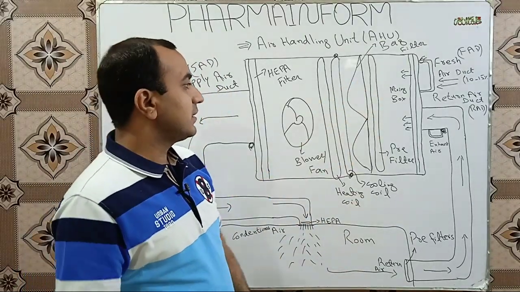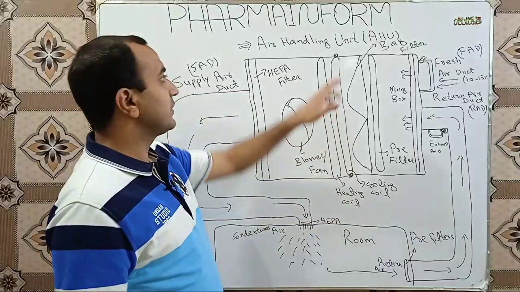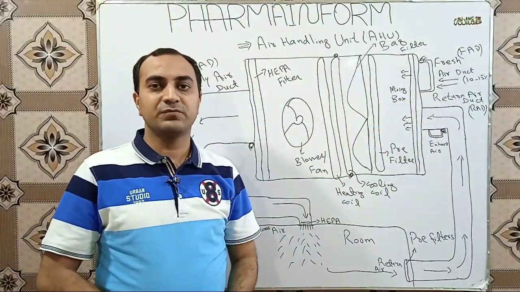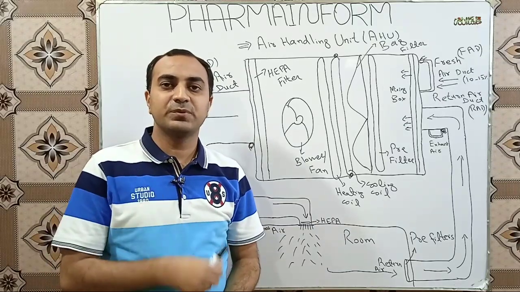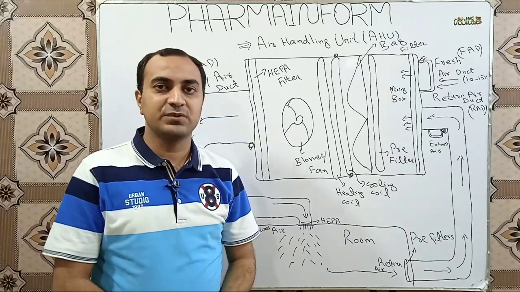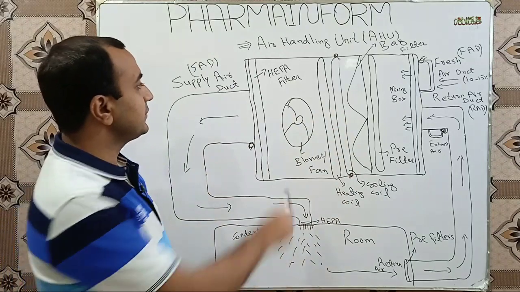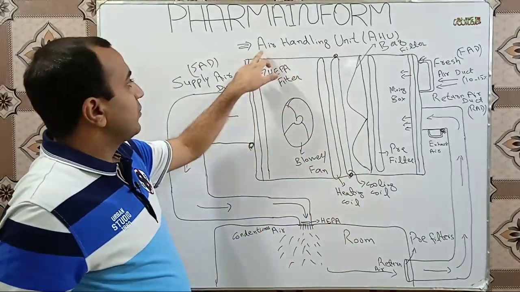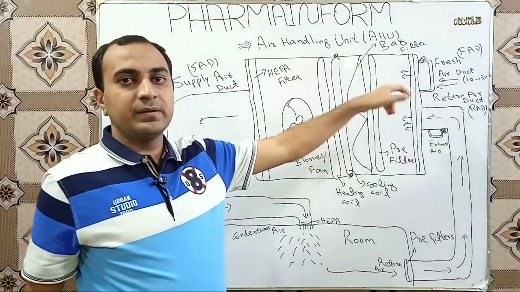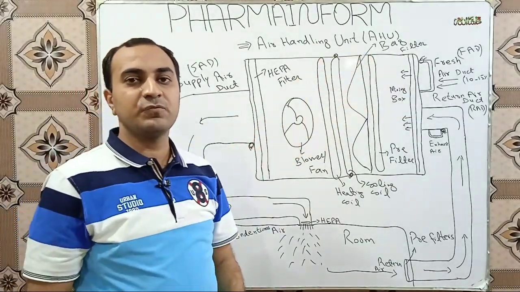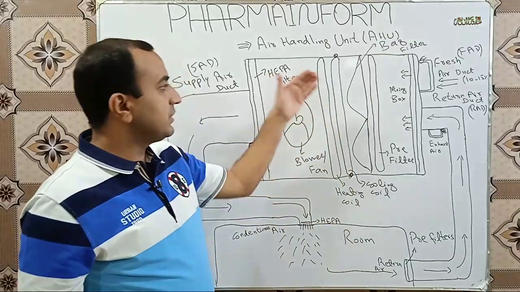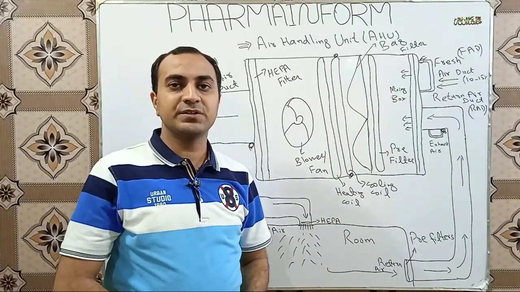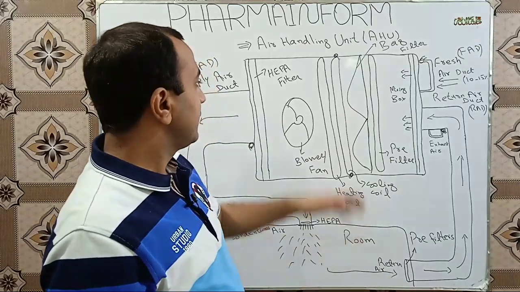So let's start our video, which is the functioning of HVAC, or how HVAC works, or the principle of working of HVAC. Basically, from here to here is the AHU, or air handling unit. This is the main component of the HVAC system, the heating, ventilation and air conditioning system.